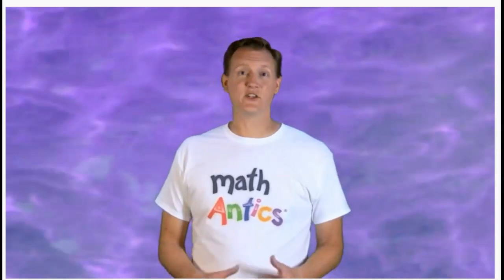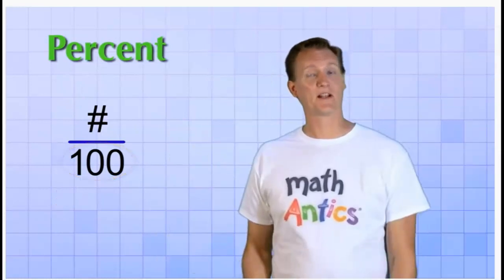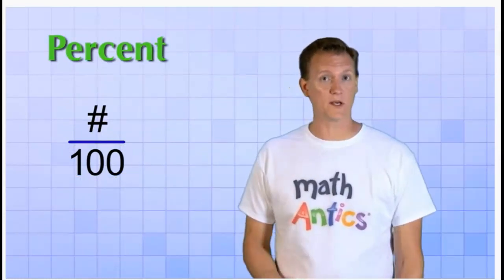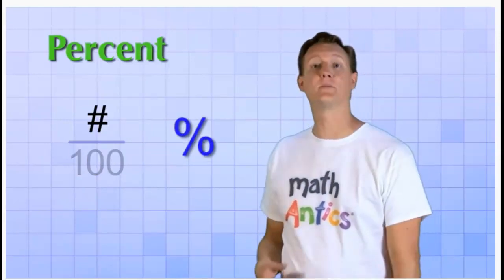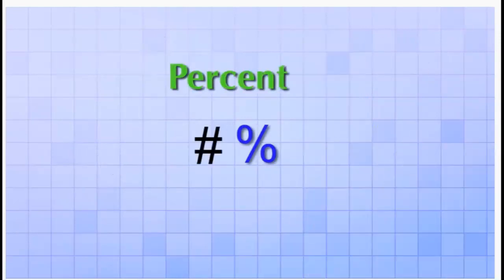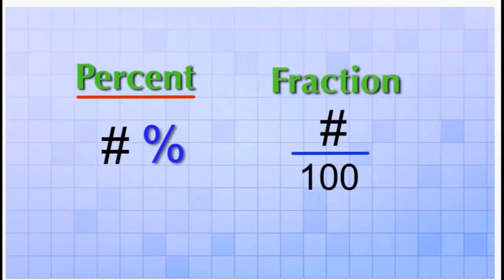But a percent isn't just any old fraction. A percent is a special fraction that always has 100 as the bottom number. If it's a percent, then no matter what the top number is, the bottom number will be 100. In fact, because the bottom number of a percent is always 100, we don't even write it. Instead, we use this handy little symbol called a percent sign. Whenever you see this symbol after a number, it means the number is a percent. It's really a fraction with 100 on the bottom, but it's just being written in this more compact form.